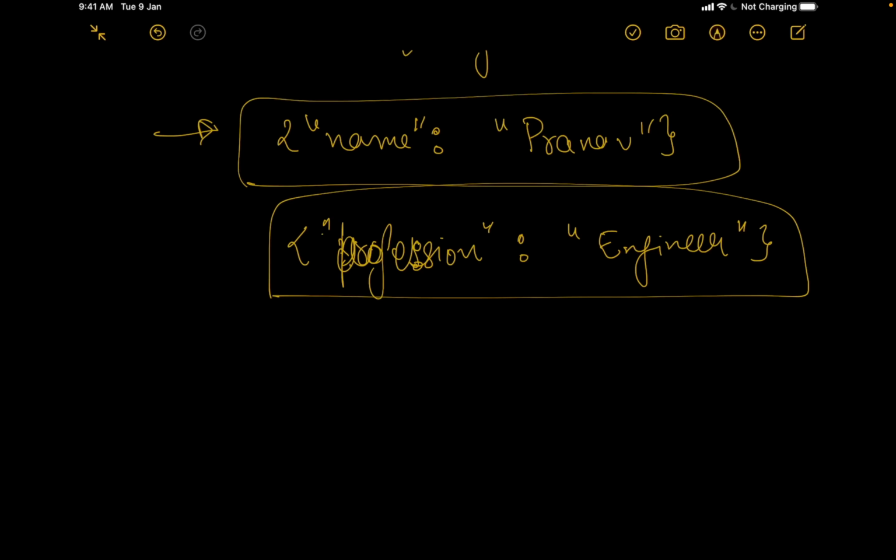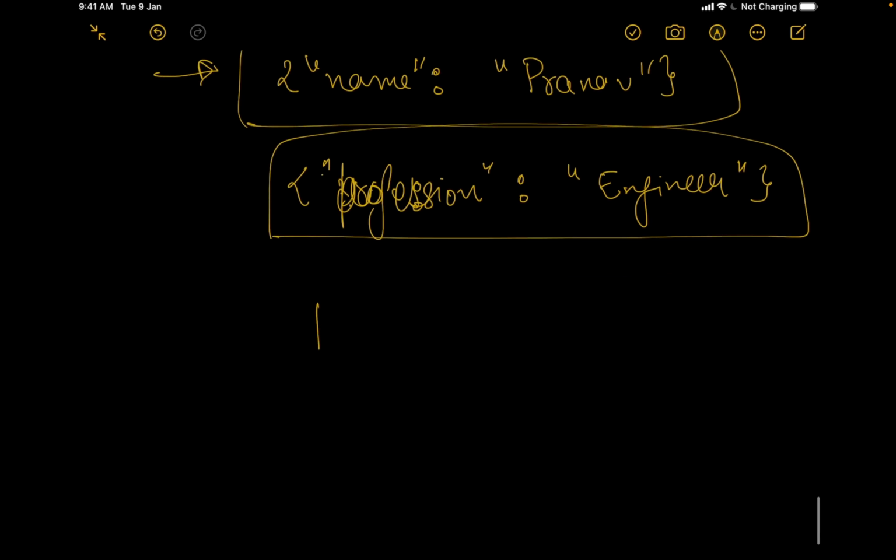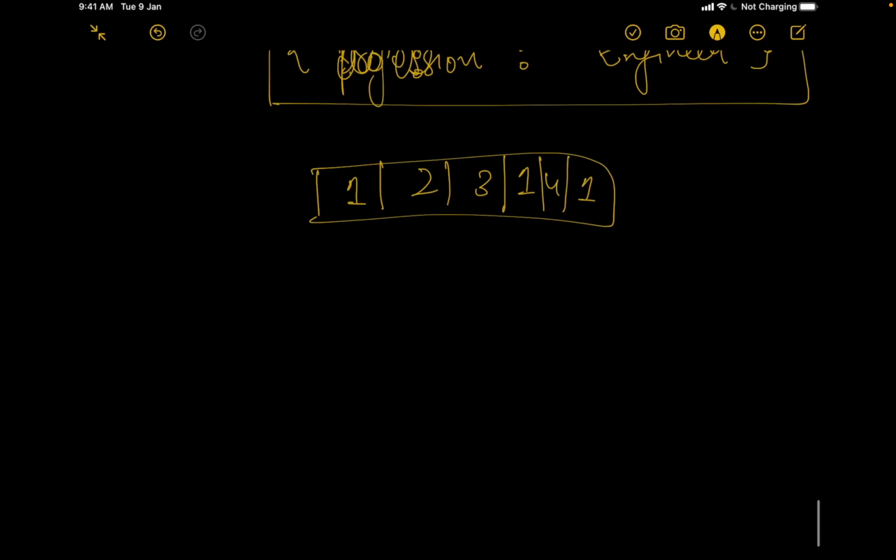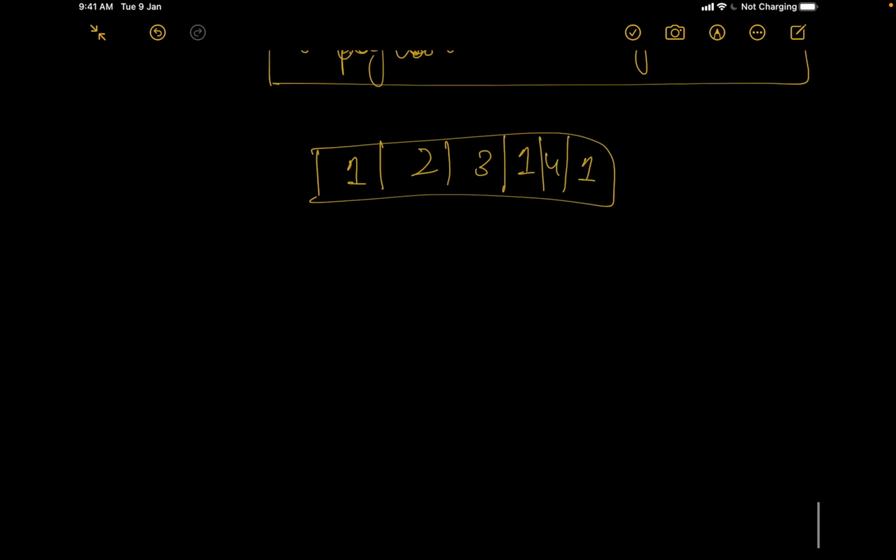Now how and where can they be used? They can be used at a lot of locations. Let's say I want to keep track of frequencies of the elements. So I have an array that's 1 2 3 1 4 1, right? Now I want to keep track of frequencies. By frequency I mean which element appears how many times. So over here 1 is appearing 3 times, right?